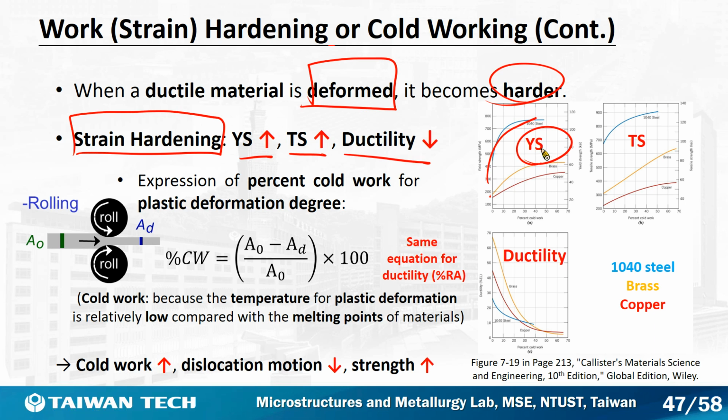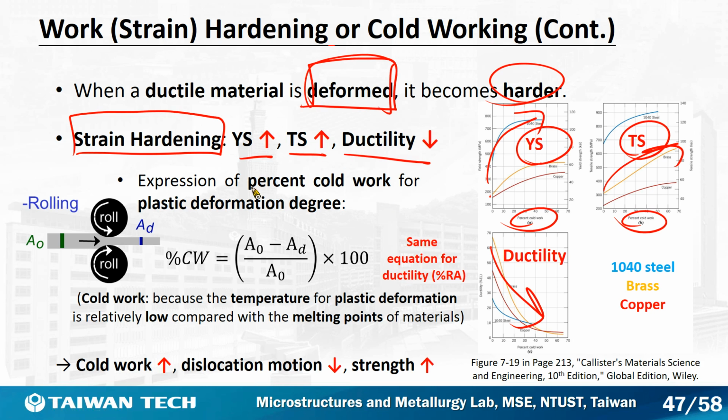This is the trend of yield strength and percent cold work. Let's talk about it here. So with increasing percent cold work, YS and TS will increase, but the ductility will decrease. And how about the percent cold work? How to identify the deformation amount?